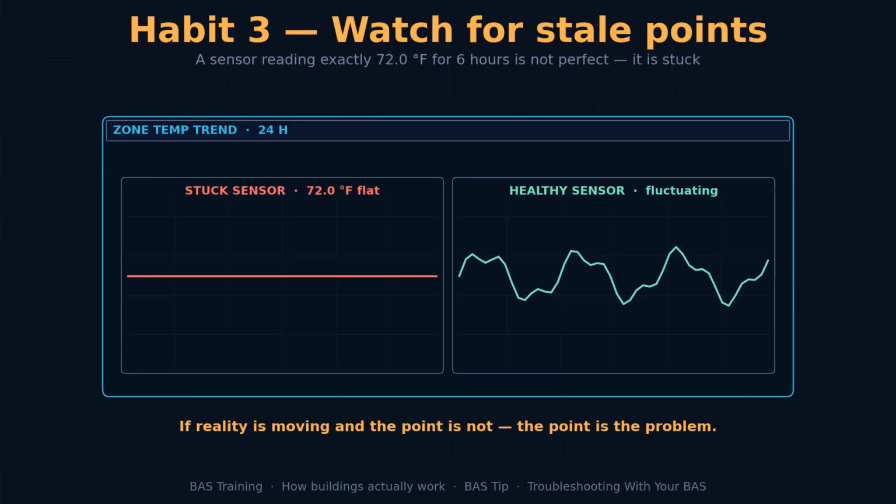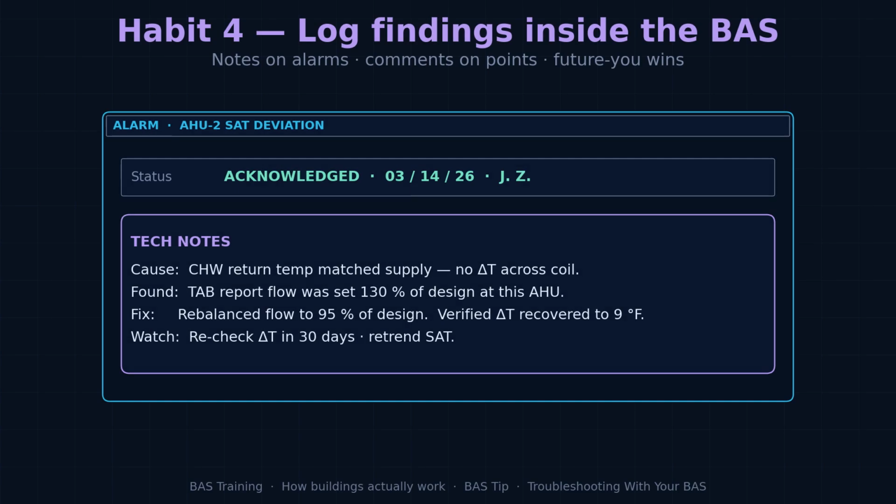Watch for stale points. A sensor that has been reading exactly 72.0 degrees for 6 hours straight in a space that should be fluctuating is almost certainly a failed or stuck sensor, not a perfectly controlled room. Log your findings in the BAS itself. Add notes in alarm logs or comments where your system allows. Future you will thank present you.